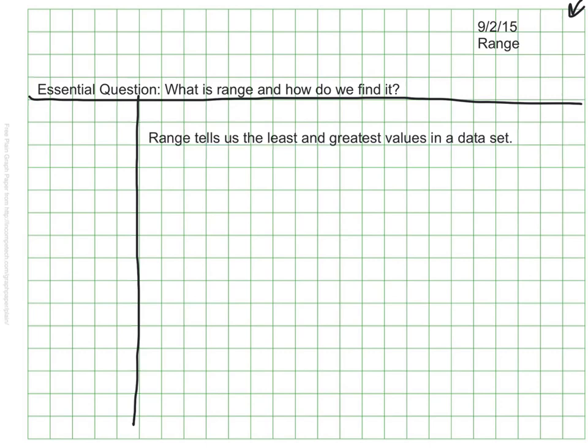In the top corner, if you haven't done so already, please make sure we put the date and the topic, which is range. Our essential question today is, what is range and how do we find it? Range is important because it tells us the least and greatest values in a data set. Let's look at a line plot and see if we can find the range in the line plot.